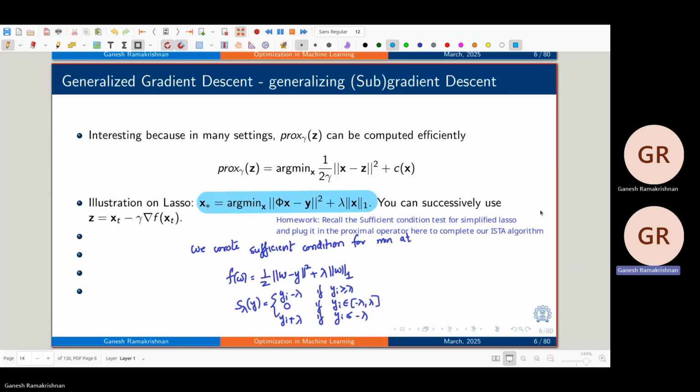I've used the word W instead of Z, but otherwise it's the same. Sorry, I've used W instead of X and Y instead of Z. And S lambda Y is yi minus lambda, and so on. This is the old notation.